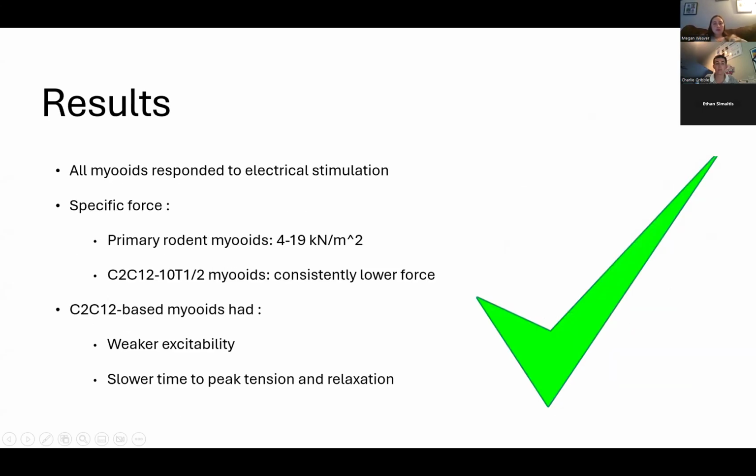All of the engineered myodes responded to electrostimulation, which confirmed that they were functionally contractile. When looking at specific force, the primary rodent myodes, those made from adult or neonatal muscle cells, performed best, producing 4 to 19 kilonewtons per square meter. In contrast, the C2C12 and 10T1/2 myodes consistently produced lower force, showing that while they can form muscle tissues, their function is not as strong. The C2C12-based myodes also had weaker electrical excitability, along with a slower time to peak tension and a longer relaxation time, suggesting they're not as mature or responsive as the primary cell-based tissue.